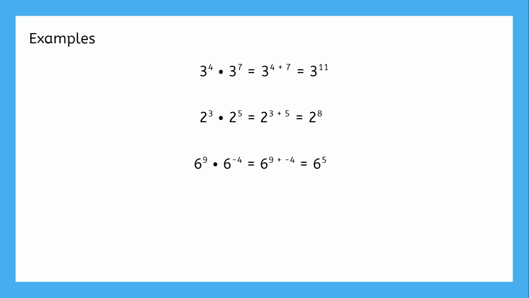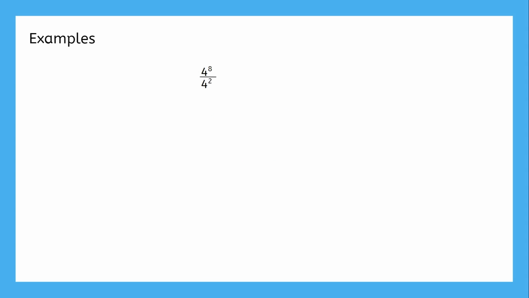All right, let's continue these rapid examples. 4 to the 8th power divided by 4 squared. Well, since we're dividing power with the same base, we subtract the 2 exponents, so it comes out to 4 to the 6th power. 3 to the 3rd power divided by 3 to the 9th power. Subtract the exponents, and we get 3 to the -6th power.